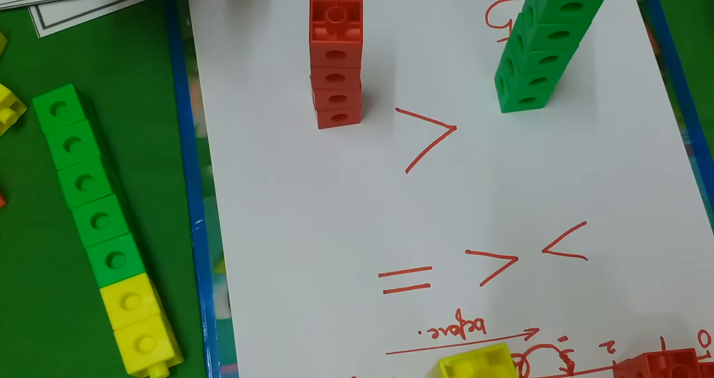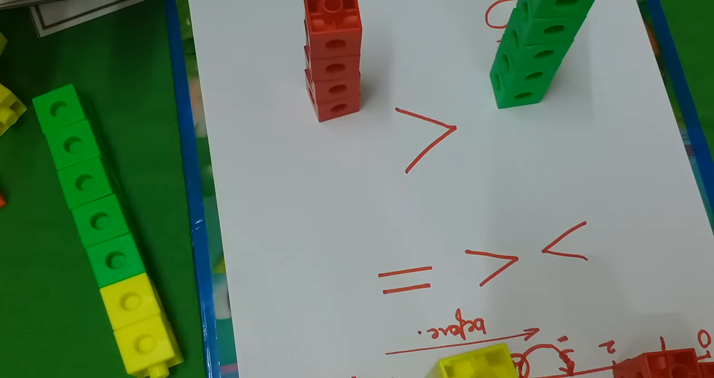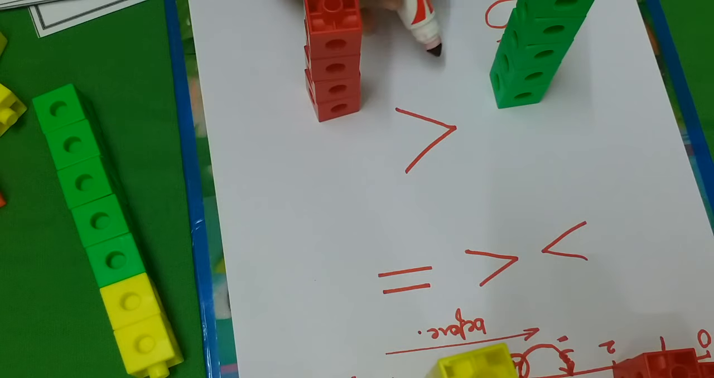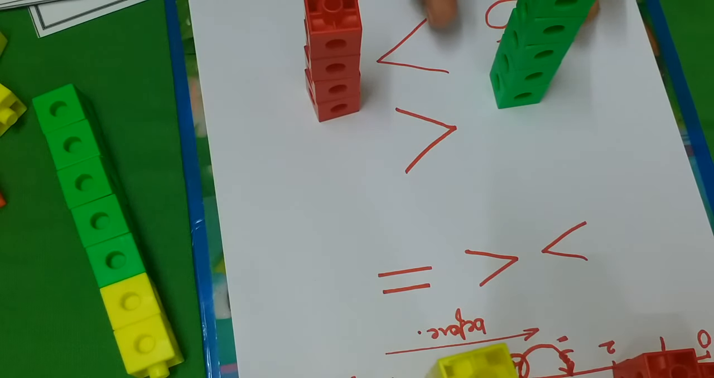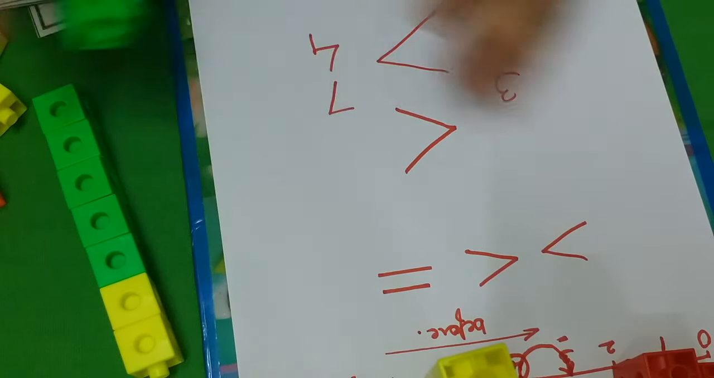You can see that. Okay, so 5 is bigger than 4. Now what does the alligator want to eat? It always wants to eat the bigger numbers, and so it opens its mouth big for the bigger number. So 5 is greater than 4. This is how you explain the concept of bigger numbers and smaller numbers. Now this is for numbers from 1 to 10.